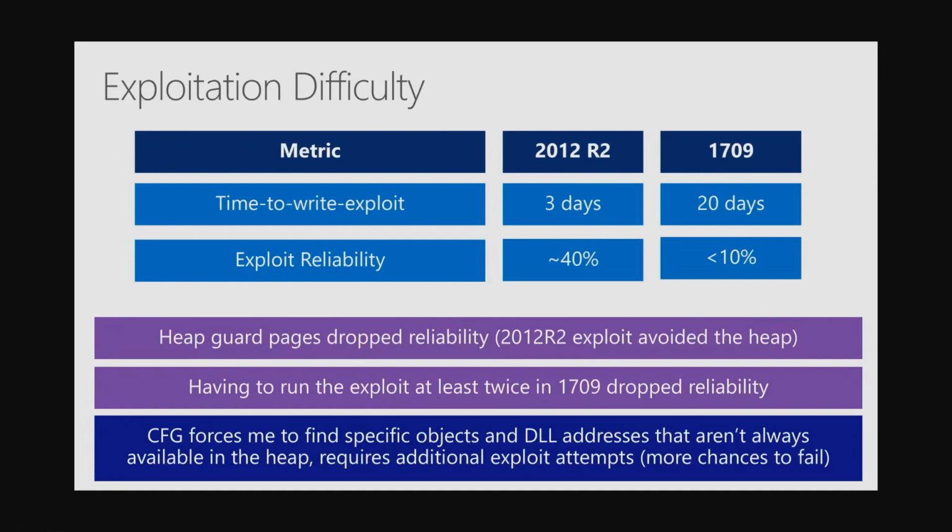And while CFG certainly isn't perfect, because CFG was in place, I couldn't just go and corrupt any arbitrary function pointer that I saw in the heap. I had to go and look for very specific objects in the heap that I could use to build these primitives. And sometimes those objects weren't in the heap, and so I'd have to reboot the virtual machine and look again, and just once again risk crashing looking for these objects that I need.